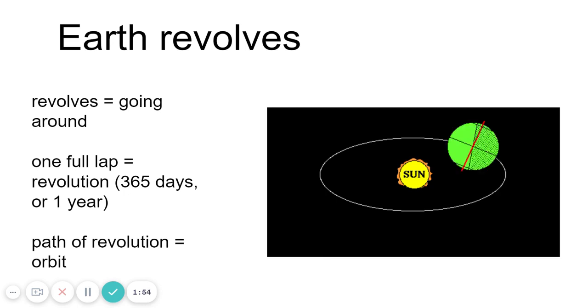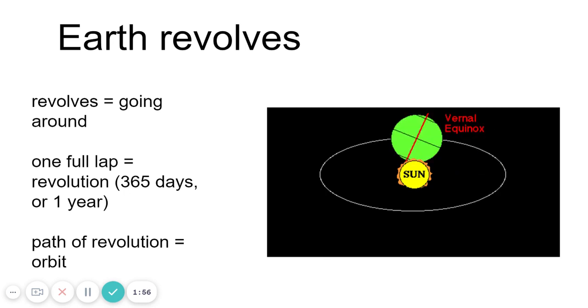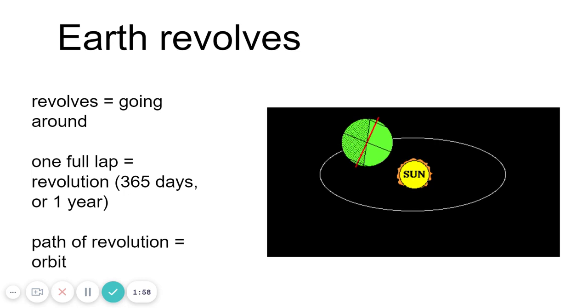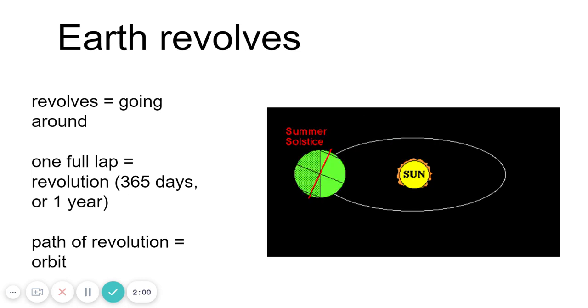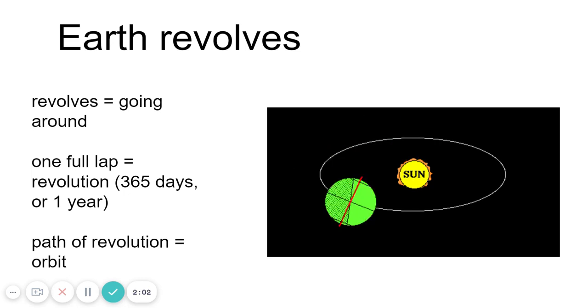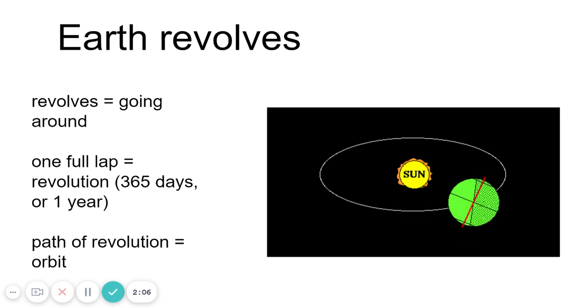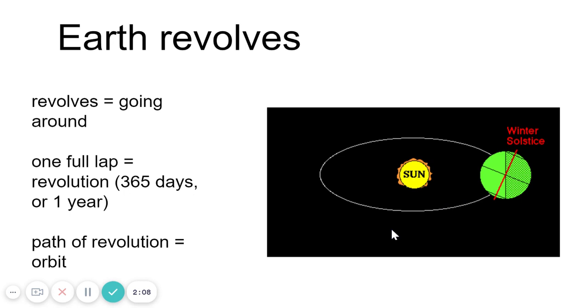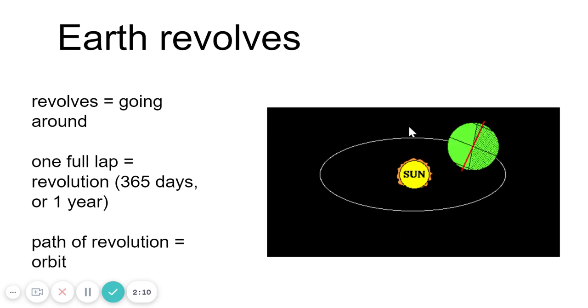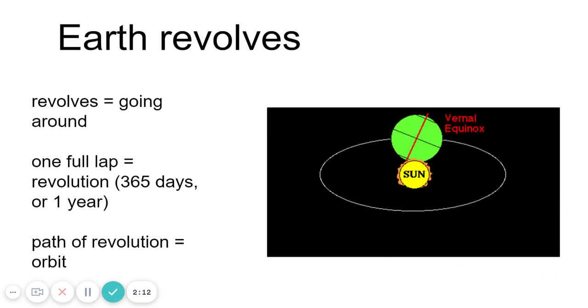So along with rotating, Earth also revolves. That is what it's called when it goes around the sun. One full lap is called a revolution, and that takes 365 days or 1 year. And the path of revolution is called its orbit. So this white line would be the orbit, and it's going around, which is called revolving.